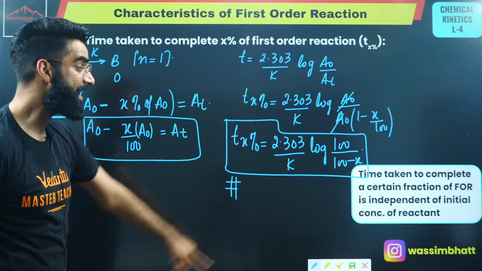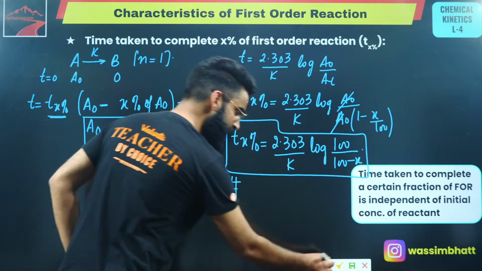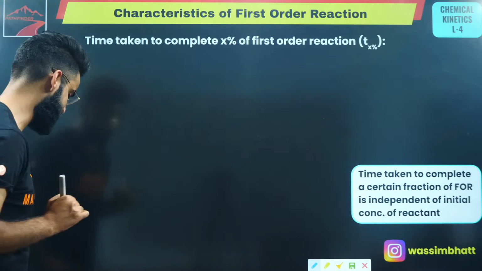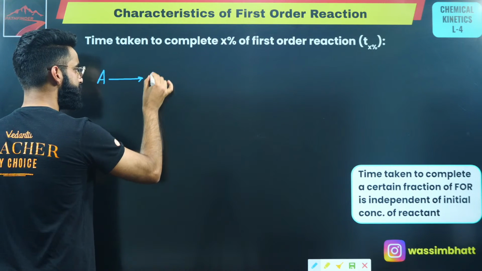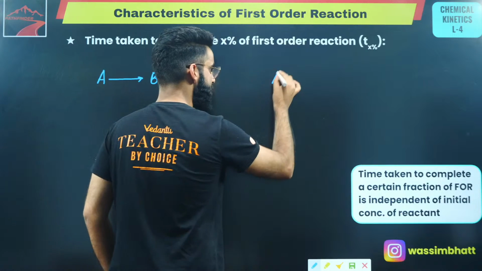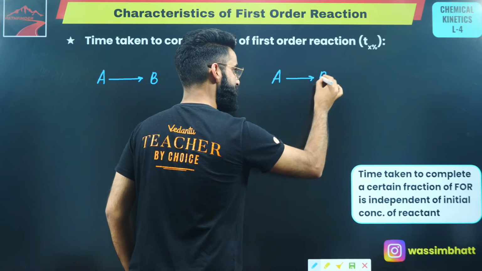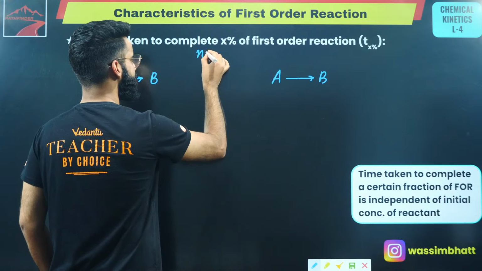Why am I giving you this statement? There's a reason for it. See, for example, I have got the reaction as A gives B. Again, I'm going to write the same reaction, A gives B. The order of the reaction is 1.